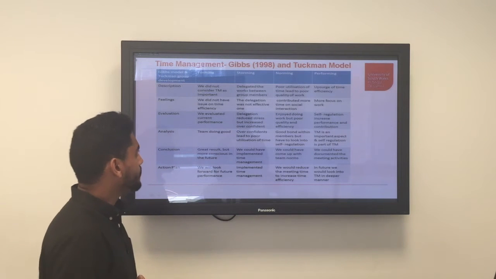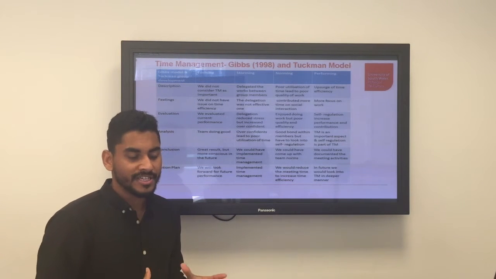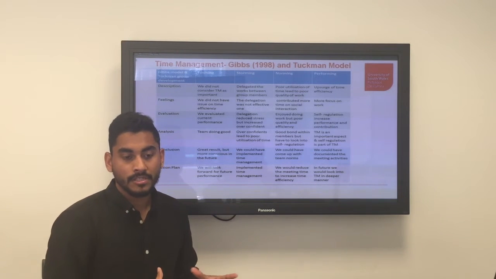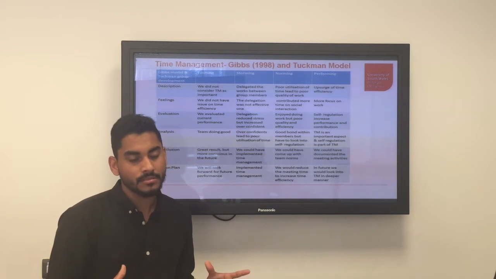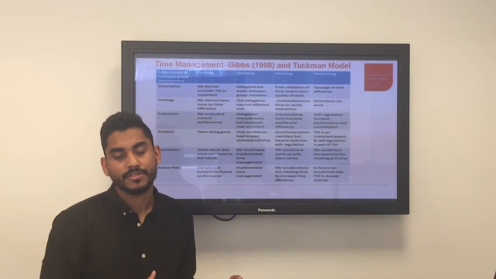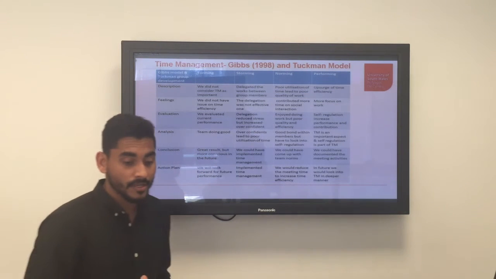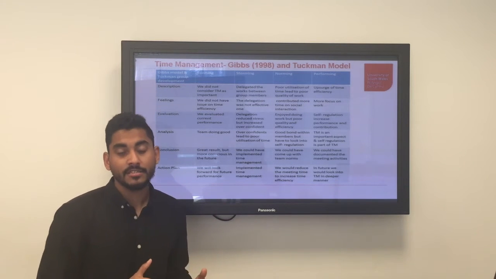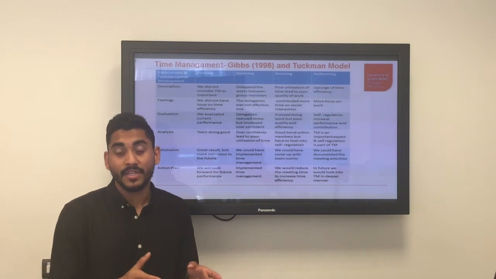So, the forming stage was just coming together to discuss the purpose of our teamwork, meetings, everything. So we didn't take much consideration of time management. But in the storming stage, what we as a team did was delegate the work, which is, we divided the work between members.